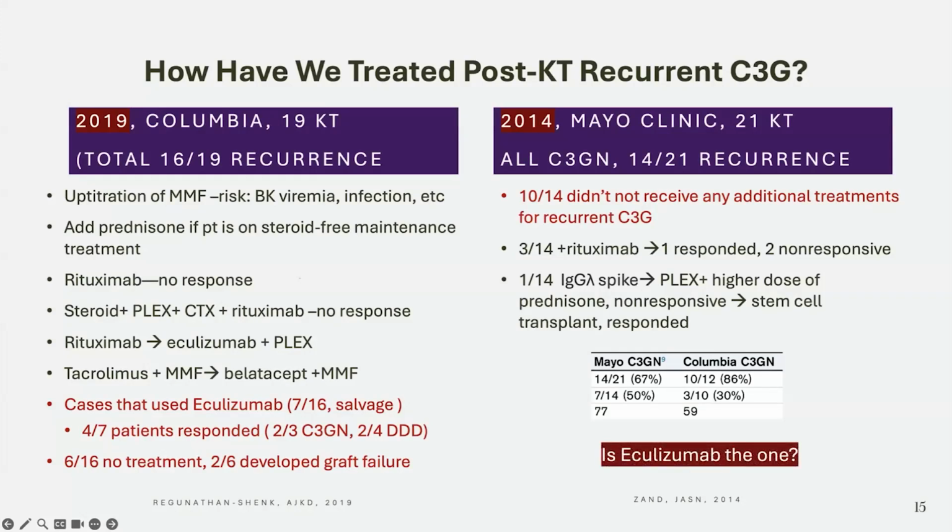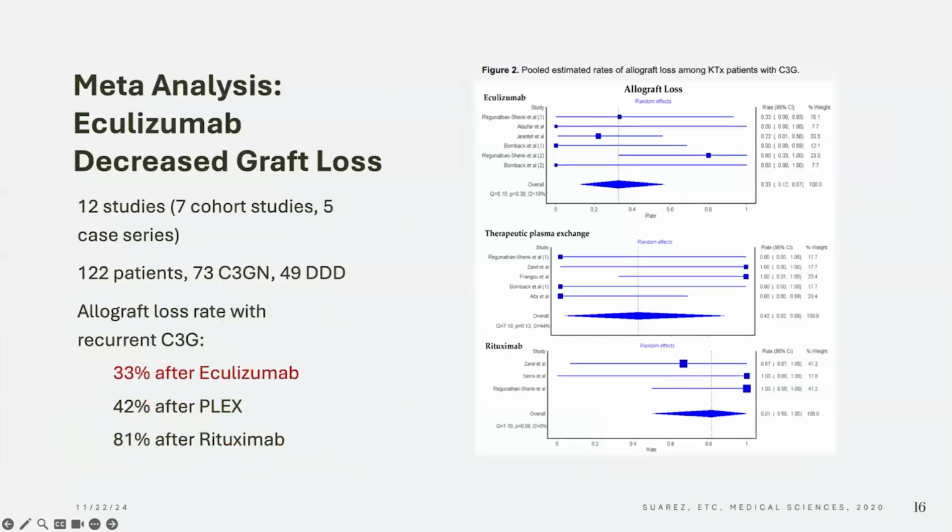So is eculizumab the one? This meta-analysis included 12 studies, total 122 post-kidney transplant recurrent C3G patients. It showed that eculizumab significantly decreased graft loss compared to Plex and rituximab, which is also consistent with the observation in the Columbia case series.